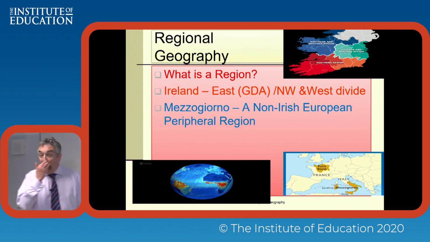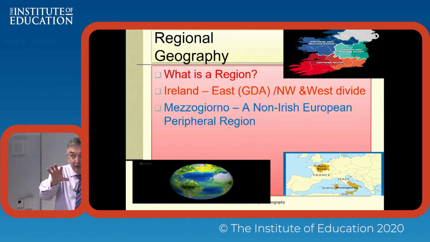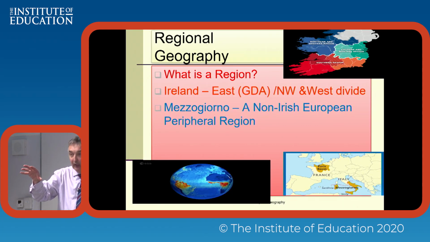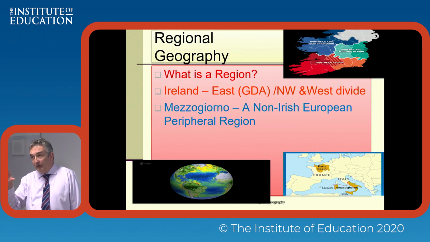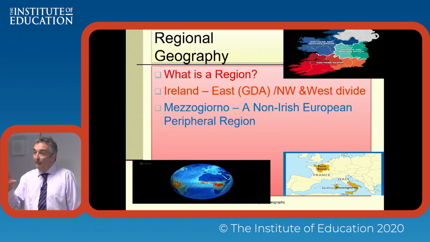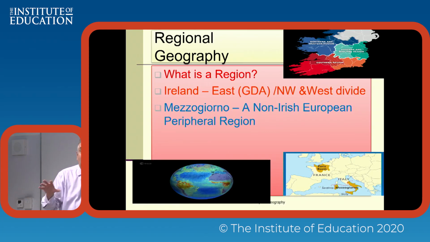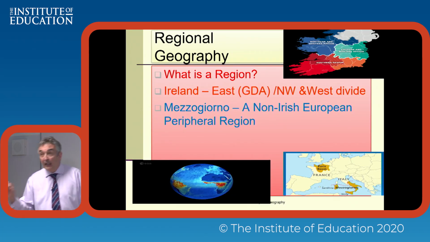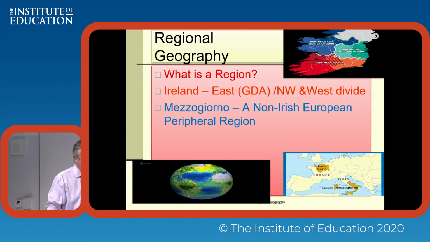Having looked at Ireland, we're going to fly you, first class of course, all the way to Naples, the regional capital of the Mezzogiorno. The Mezzogiorno is a non-Irish European peripheral region in South Italy.